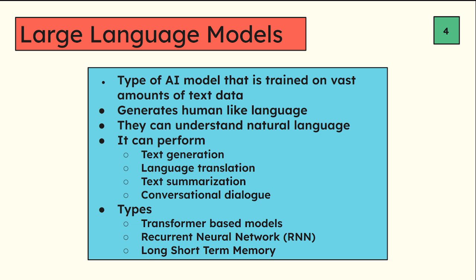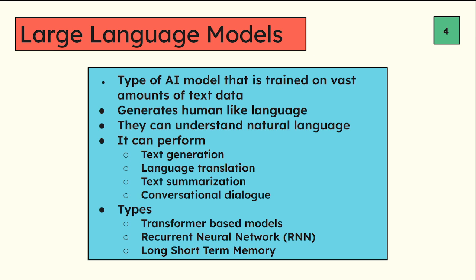Okay, it can also perform something like text generation, language translation. So we can provide a sentence in a language and ask it to translate in another language. It performs text summarization. What it means is you give a large chunk of text and ask it to summarize in like 100 sentences or just 10 sentences summary. It will provide you that summary. Then it performs conversational dialogue, you can just interact with it.